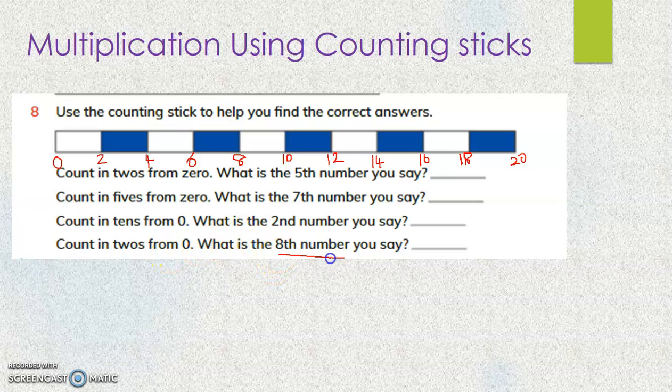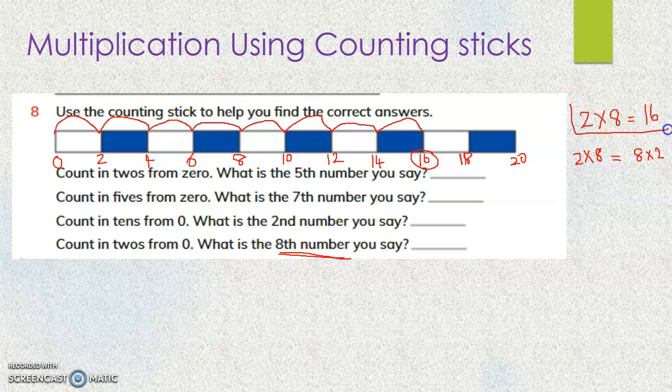Count in twos from 0. What is the 8th number you say? Then we have to jump 8 times: 1, 2, 3, 4, 5, 6, 7, 8. This is 8 into 2, or we can say 2 into 8. 2 times 8 is 16. As we mentioned in one of the earlier classes, 2 into 8 is the same as 8 into 2.